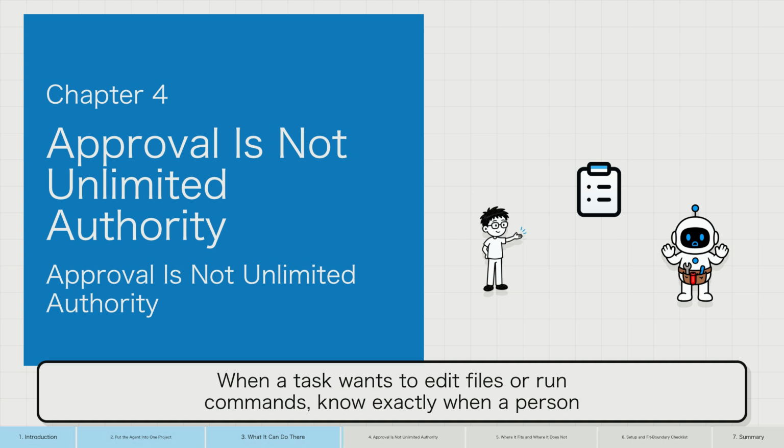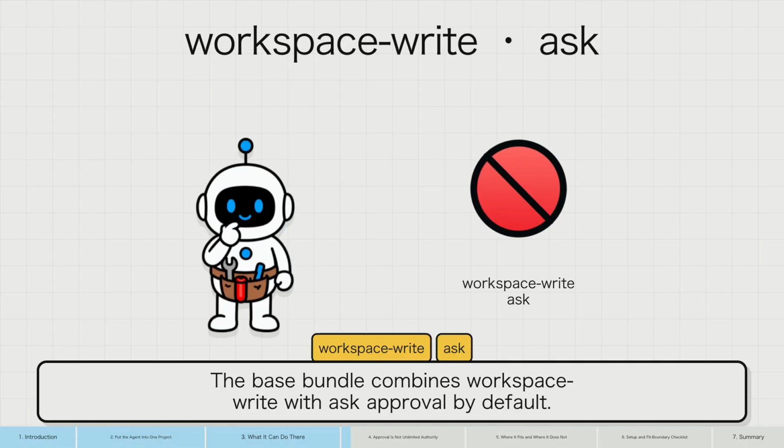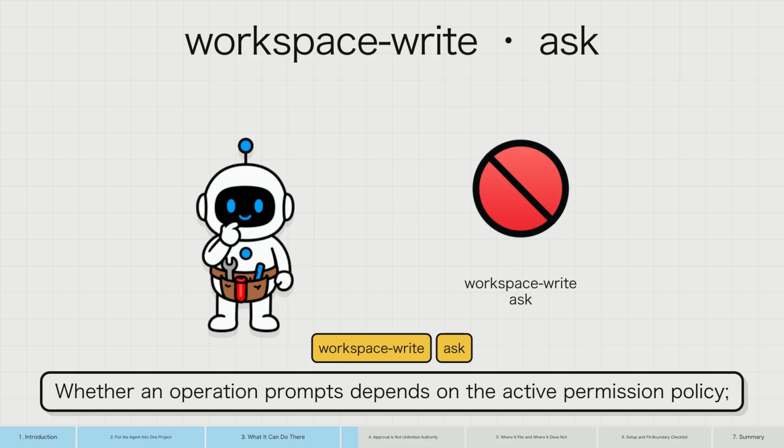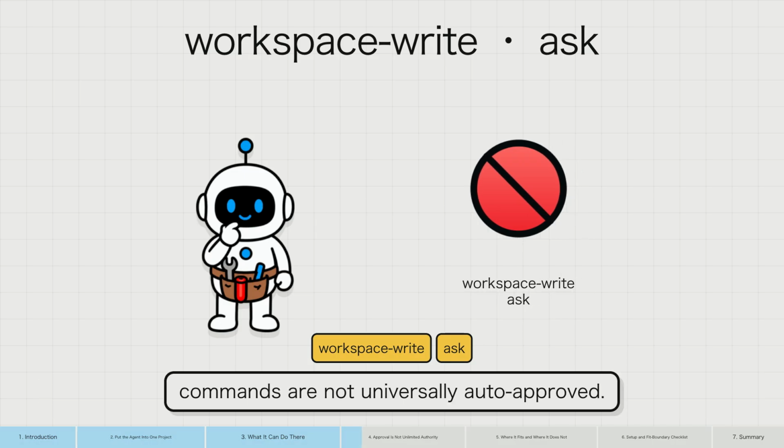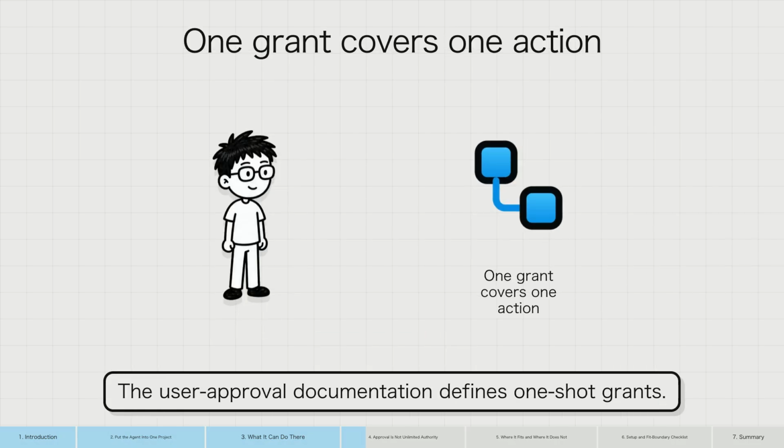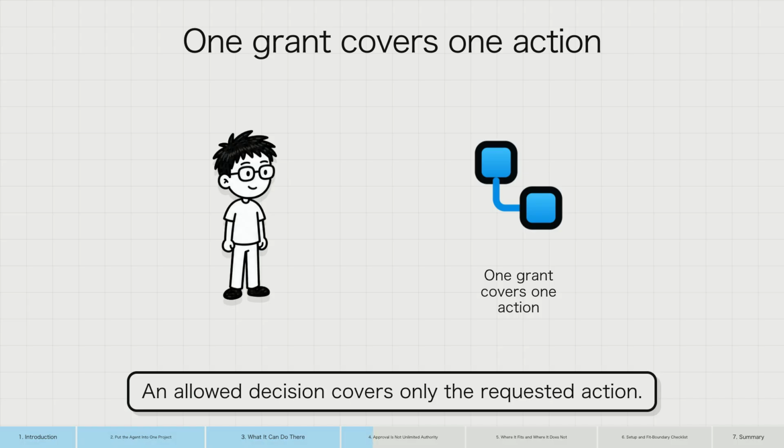When a task wants to edit files or run commands, know exactly when a person must take over. The base bundle combines workspace write with ask approval by default. Whether an operation prompts depends on the active permission policy. Commands are not universally auto-approved. The user approval documentation defines one-shot grants. An allowed decision covers only the requested action.